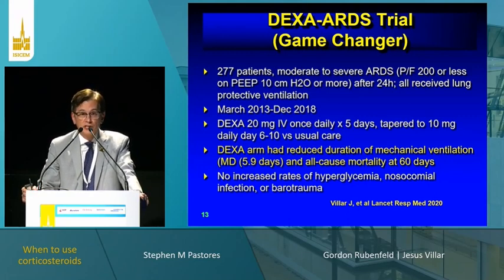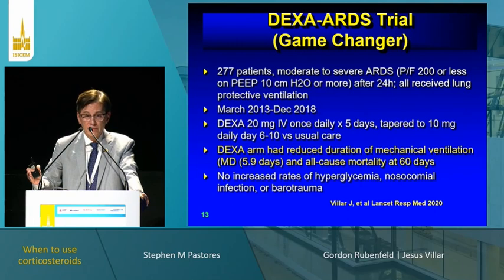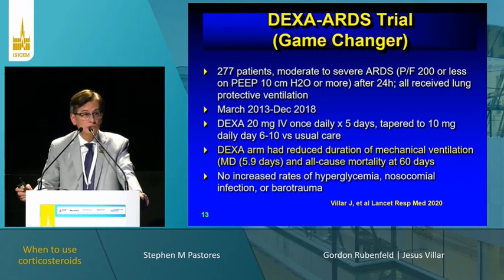They received dexamethasone in the intervention arm, 20 mg IV daily for the first 5 days, and then cut it down to 10 mg daily for days 6 to 10, unless the patients got extubated, at which point the dexamethasone was stopped. What they found was pretty amazing.